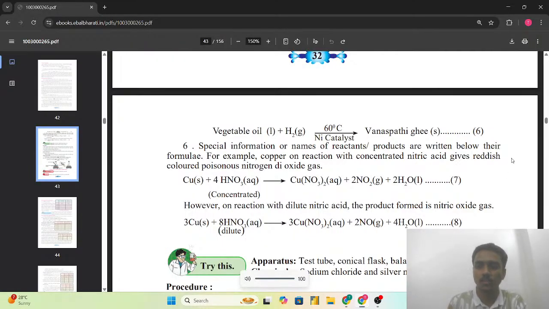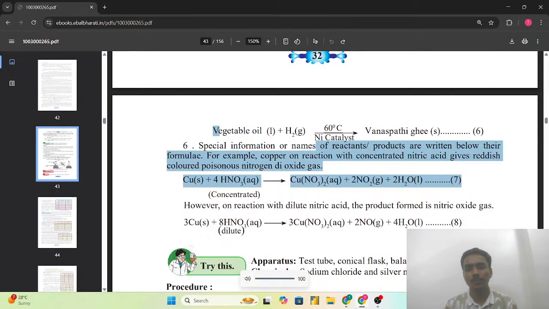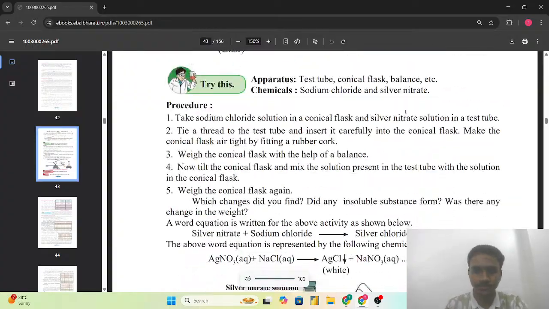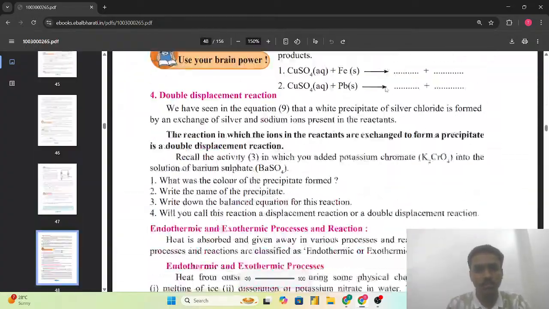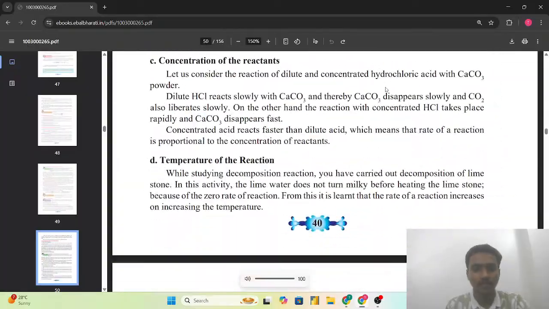So here is reaction number 6, that is vegetable oil reacting with hydrogen gas in the presence of 60 degrees Celsius and nickel catalyst. So we are adding nickel as the catalyst here. Basically, nickel is also playing the role of a catalyst. It is increasing the rate of the reaction but does not make any chemical change in the particular reaction. So this is what we have seen about the catalyst.